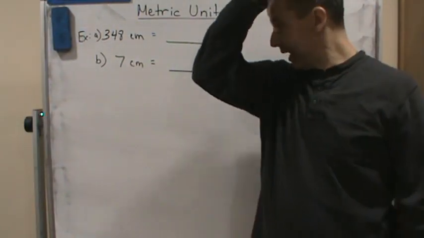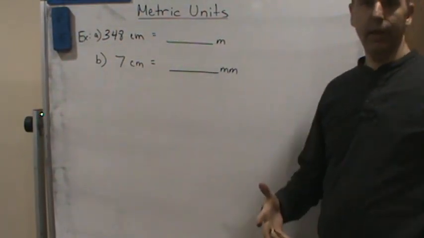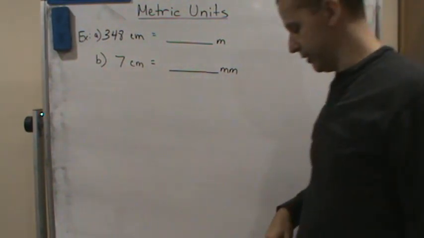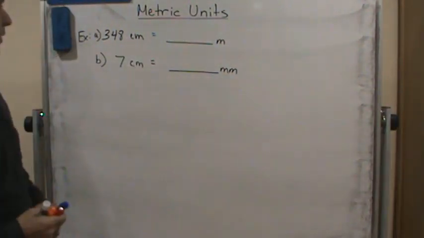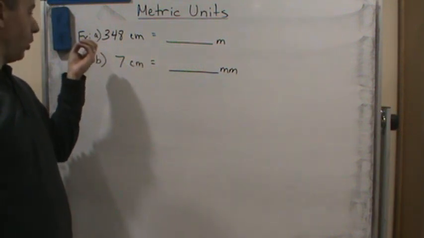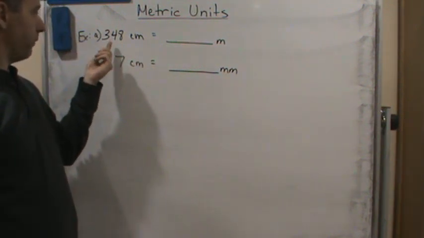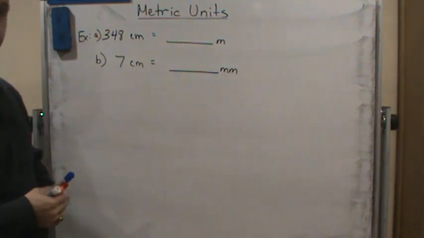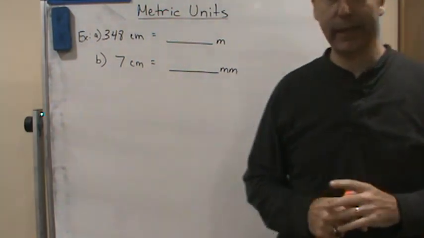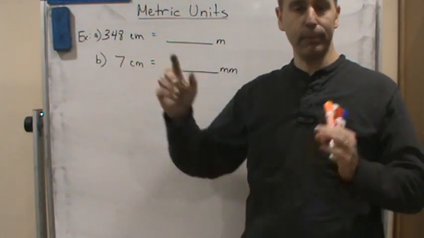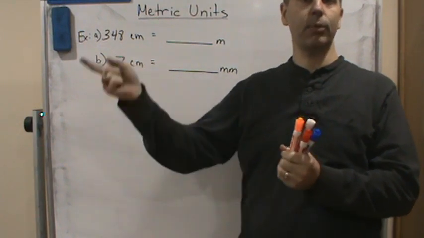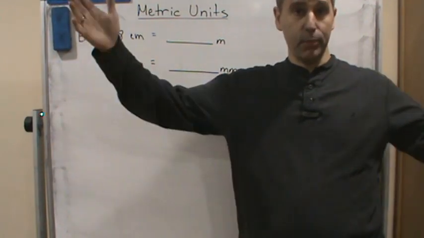Okay, so now let's do some examples of how we would convert from one unit of metric to another unit in the metric system. In this case, we have 348 centimeters, so we're talking about length. How would we convert from centimeters to meters? The really cool and easy thing about the metric system is that you're just moving decimal points. Remember, when we're multiplying by powers of 10, we're moving the decimal point to the left because the number's getting bigger.